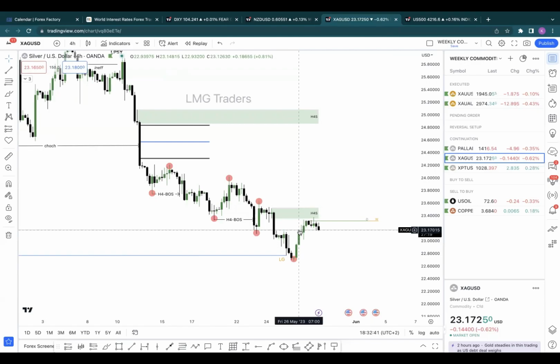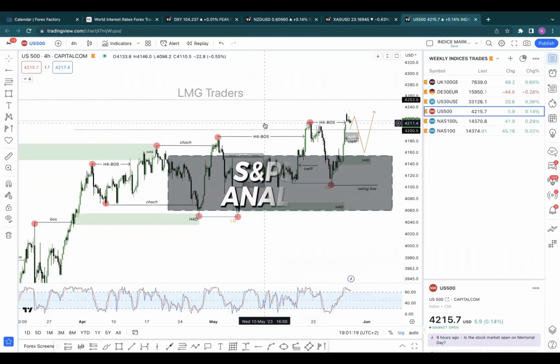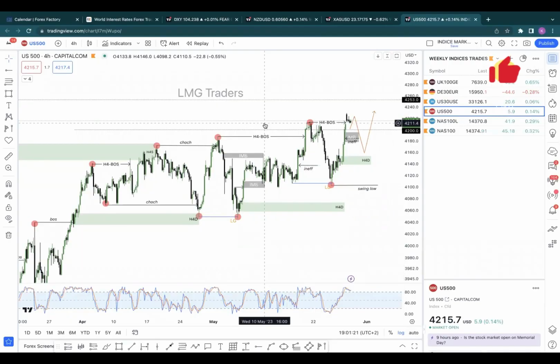And now let's jump to the indices and see what NASDAQ and S&P 500 has for us. Okay, so when it comes to the indices, I'm quite bullish overall.